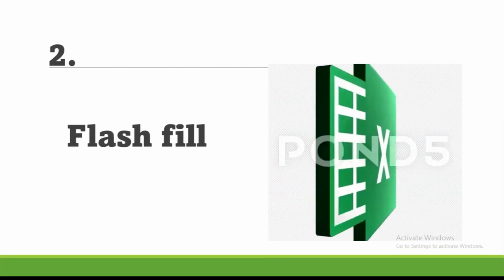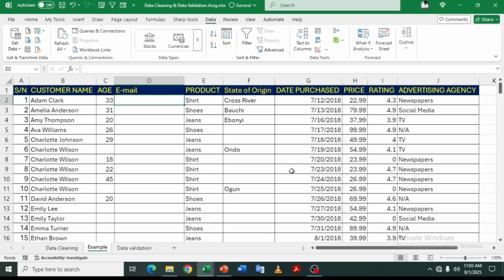Number 2, flash fill. Now, similar to autofill is the flash fill function. The flash fill function only recognizes existing data and duplicates it based on your command. Now let's say we want to add email addresses to these names, so you use the flash fill function. Type the first name and then add at Gmail.